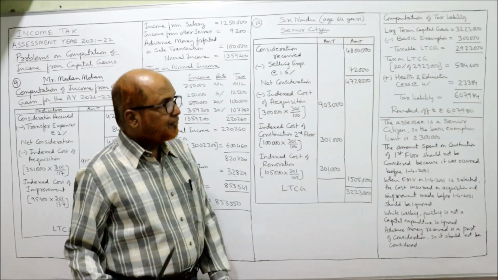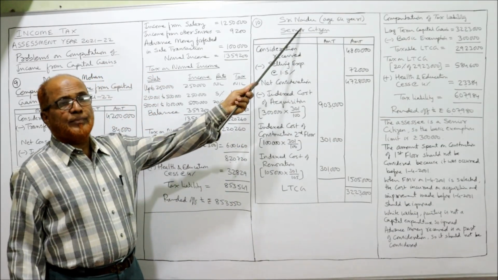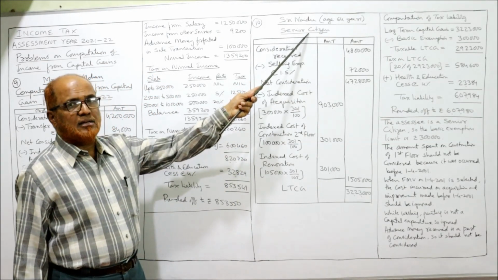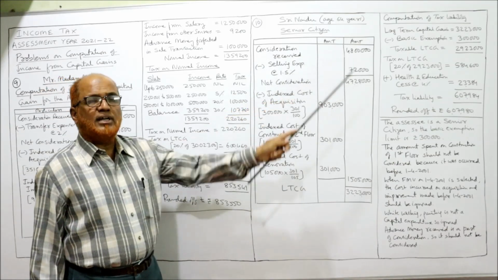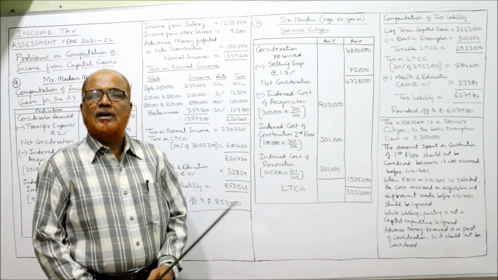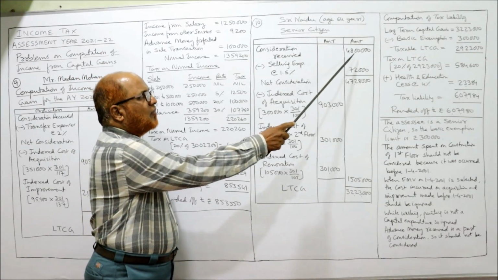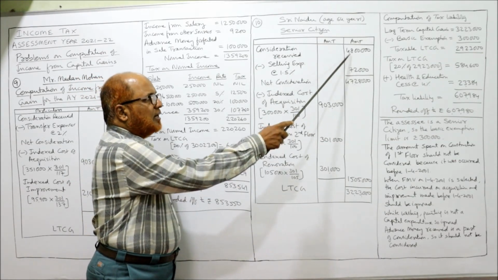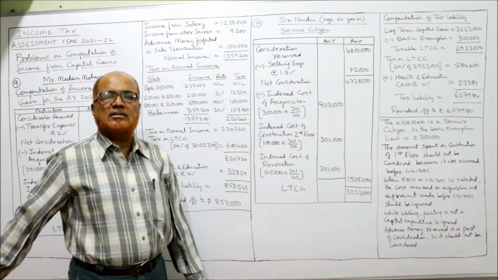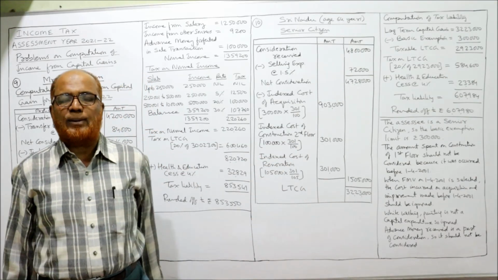That's it. Now, Sri Naidu, age 64 years, senior citizen. Consideration received is 48 lakh. In the last line it is given that selling expenses are 1.5%. So 1.5% of 48 lakh, you get 72,000. Deduct that, and 47,28,000 is the net consideration.